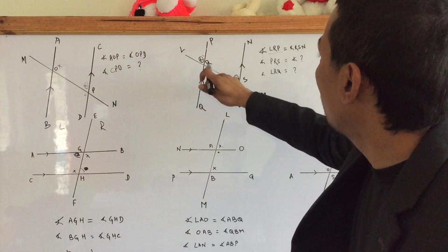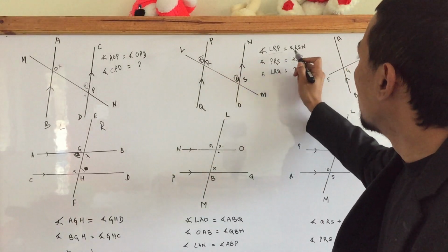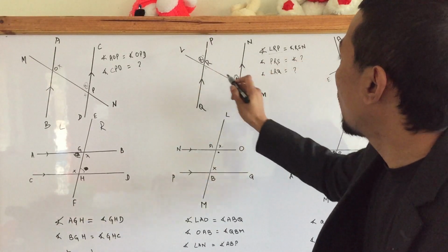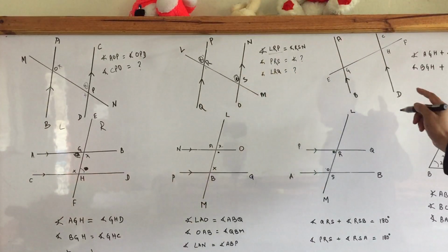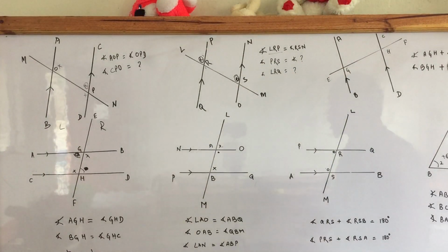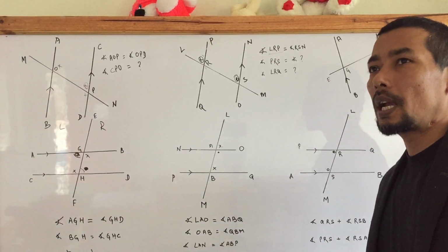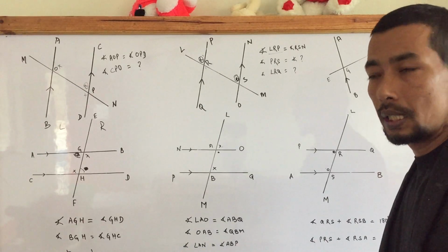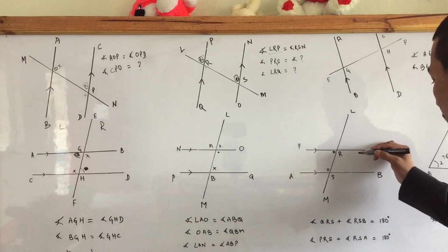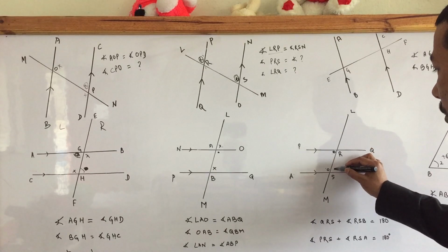So angle LRP is equal to RSN, and why are they equal? Corresponding angles. Now co-interior angles are not equal, but it's not that co-interior angles are never equal. When one of the angles is 90 degrees, if this is 90, then this has to be 90.